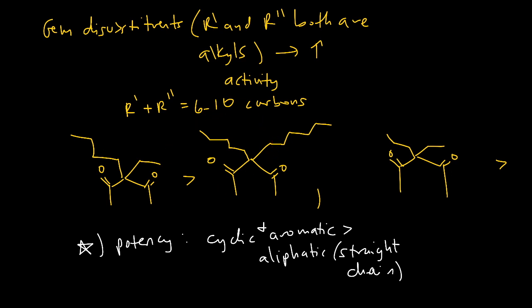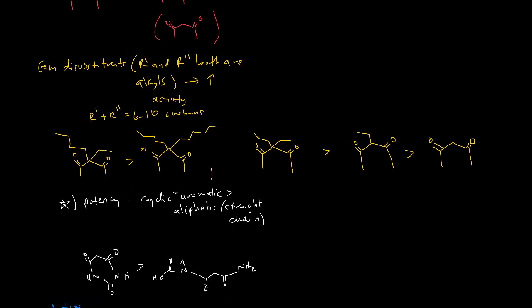Okay, so over here, you have 6 carbons, which is more active than 11. So this is more active than this because this falls into 6 to 10 carbons, this falls outside the 6 to 10 carbons. This is gem di substituted, so you know this is more active than this mono substituted or one substitution. And this is more active than no substitution.